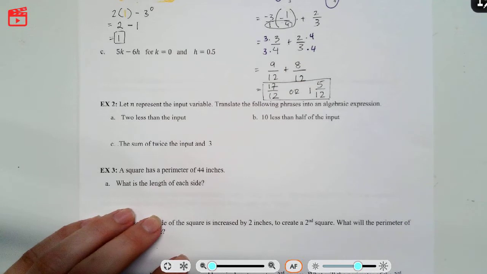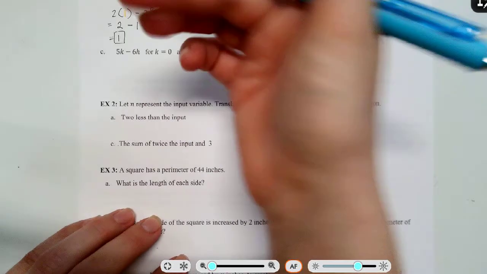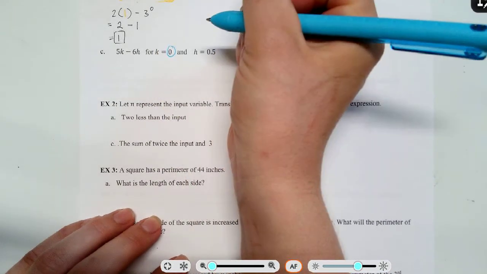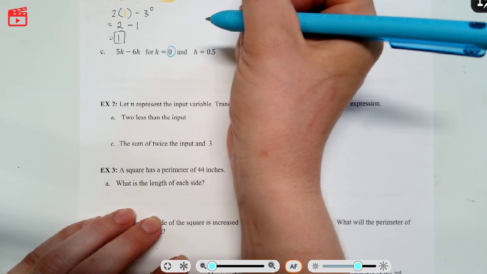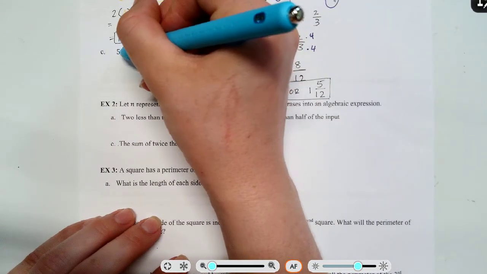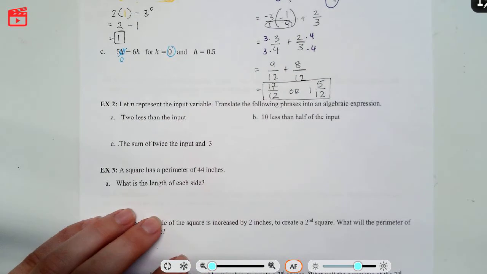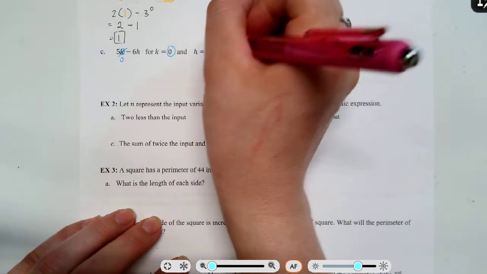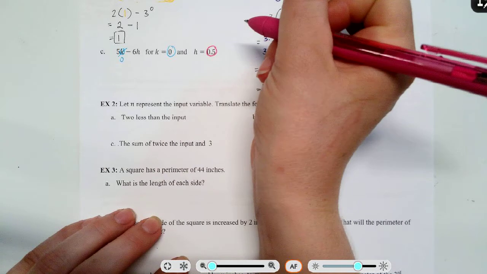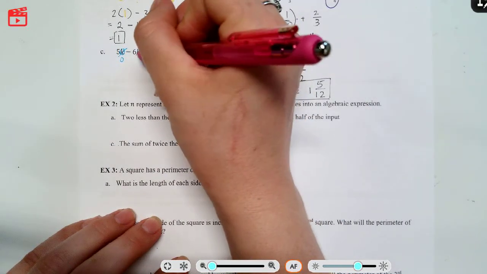Okay, C is kind of tricky because we have two values. K equals 0, so where's K? Well, K is right there. So you're going to replace that with 0. And then we're replacing H with 0.5. So where is H? Well, H is right next to the 6. It's being multiplied to the 6.